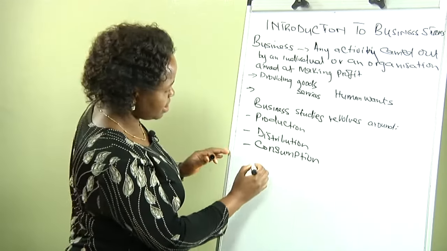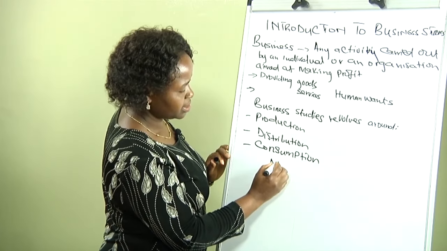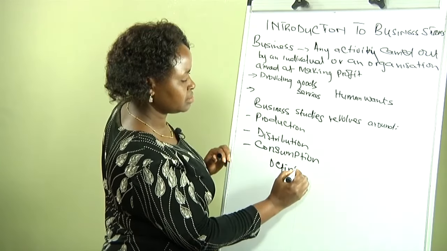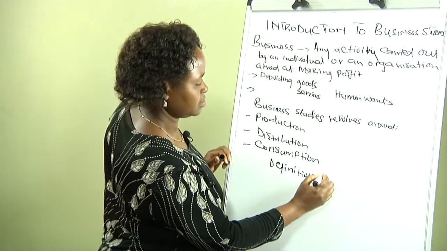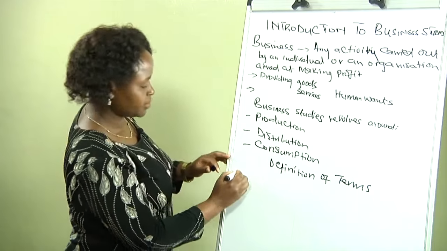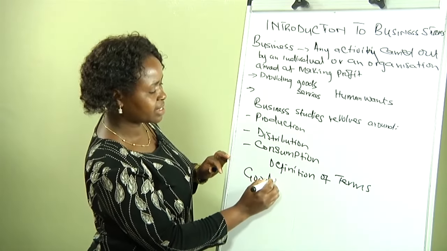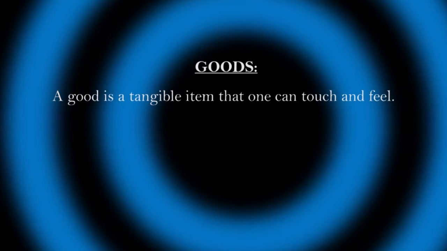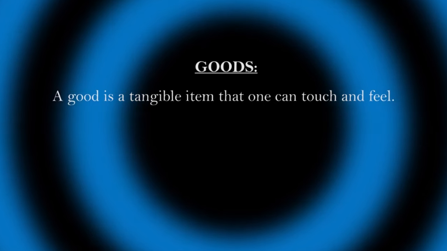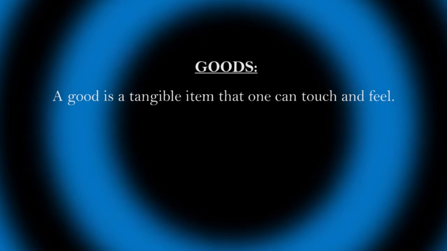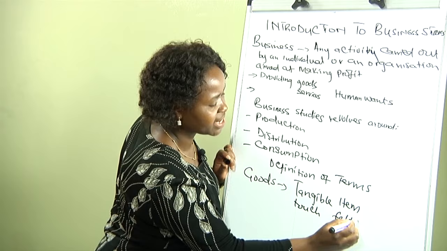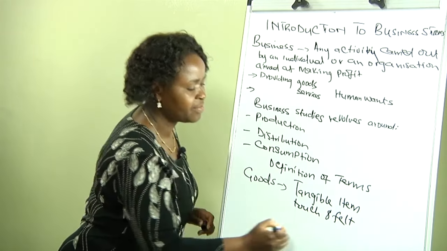Before we go further, we need to define some common terms that are used in business. Some of the common terms include a term like goods. We may ask ourselves, what is a good? A good is a tangible item. That means we can touch and feel. It can be touched, it can also be felt.